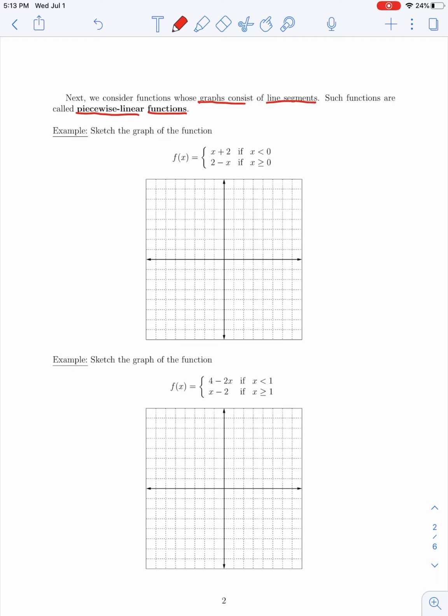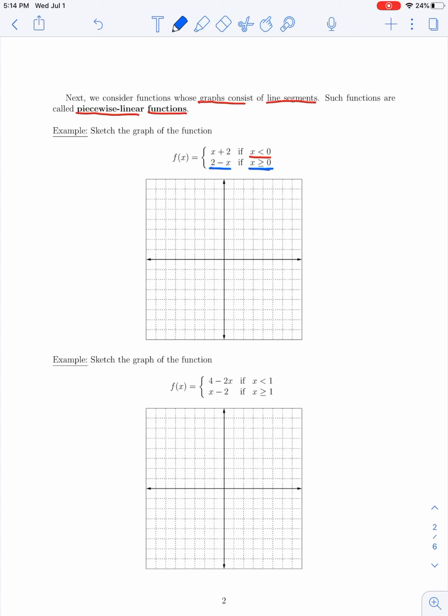In this next example, we are asked to sketch the graph of the function f of x, which is defined as x plus 2 if x is less than 0, and 2 minus x if x is greater than or equal to 0. So let's start with the positive values for our function here. So if x is greater than or equal to 0, let's sketch our graph. So when x is equal to 0, the y values of our function are 2 minus x.